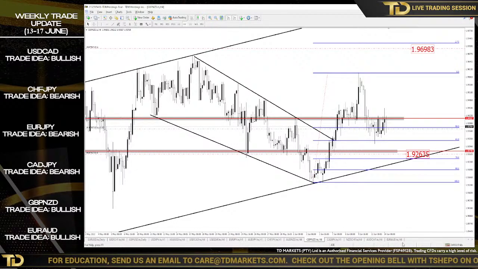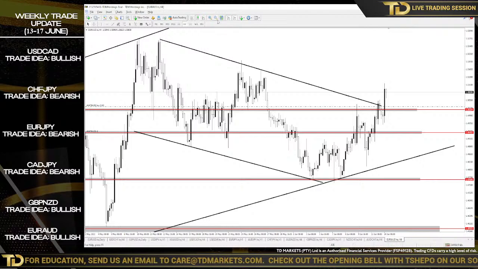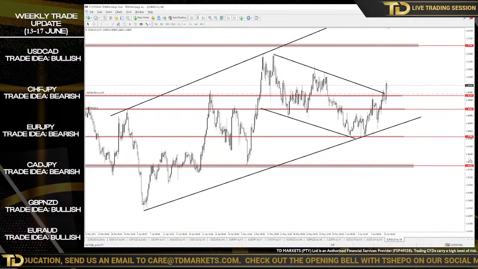We also have a new setup in Euro AUD. I spoke about this on our opening bell, so if you go back to our previous opening bell streams, you'll see the breakdown of Euro AUD. We're expecting this to continue the leg to the upside. The trade is also in, take profit is open, and we're looking for a push to the upside. It's around 50 pips in profit at the moment. Just keep a close eye on it.